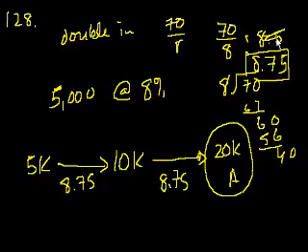If you look at that 8.75, that's roughly doubling every 9 years. So you could say, after 9 years I'm at 10, after another 9 years I'm at 20. So after 18 years I'll be at $20,000.